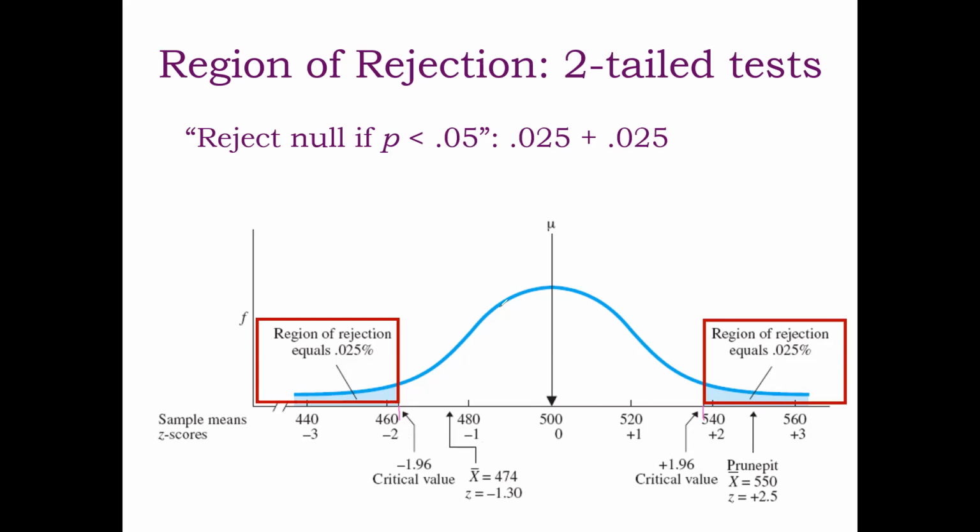So what we do is we calculate a Z for our sample. And remember back in chapter 5, we did a lot of calculating Z for individual scores, but now we're going to calculate Z for samples. If we calculate that Z and it's greater than 1.96 or less than negative 1.96, then we can reject the null hypothesis. And these are the regions of rejection right here.